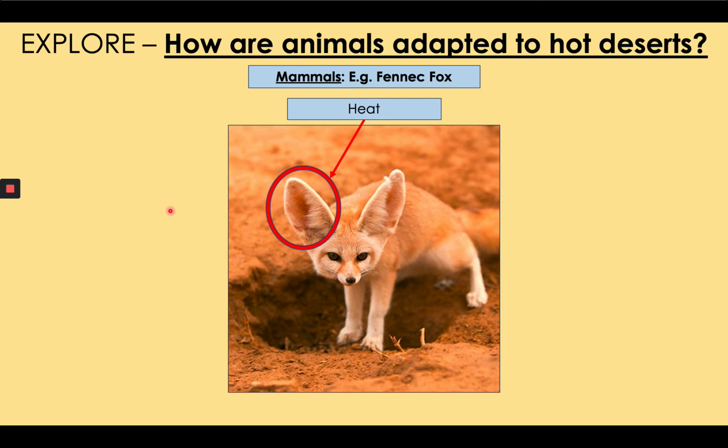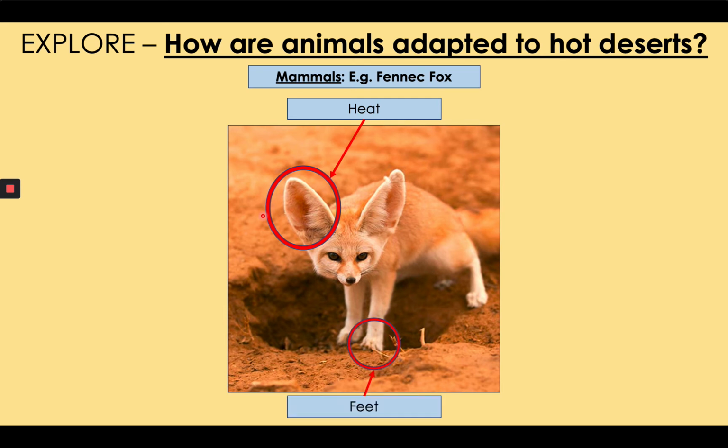Dissipate means to spread something out. When heat is lost from the body, the fox cools down. Lots of blood vessels, tiny blood vessels called capillaries, run through these large ears, and they radiate heat outwards into the air, so the fox cools down.